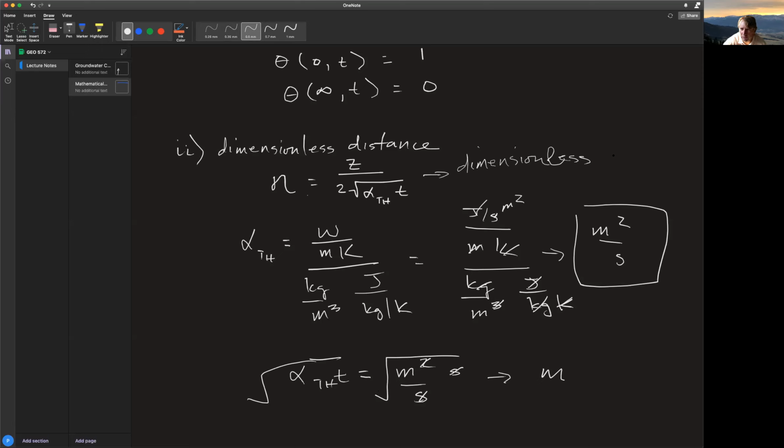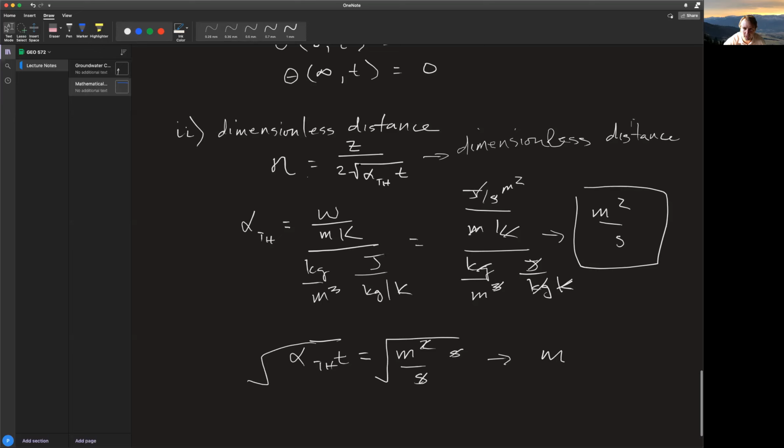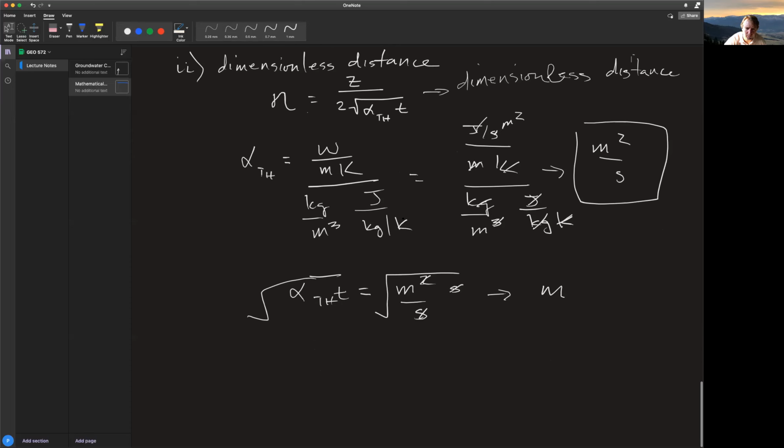Time or distance. It's a distance normalized by this distance that's given by the square root of our thermal diffusivity times the time. We're going to learn that that's a really cool distance, but for now it's just a distance we normalize by. We divide our depth by this distance, and we're going to get a dimensionless distance.